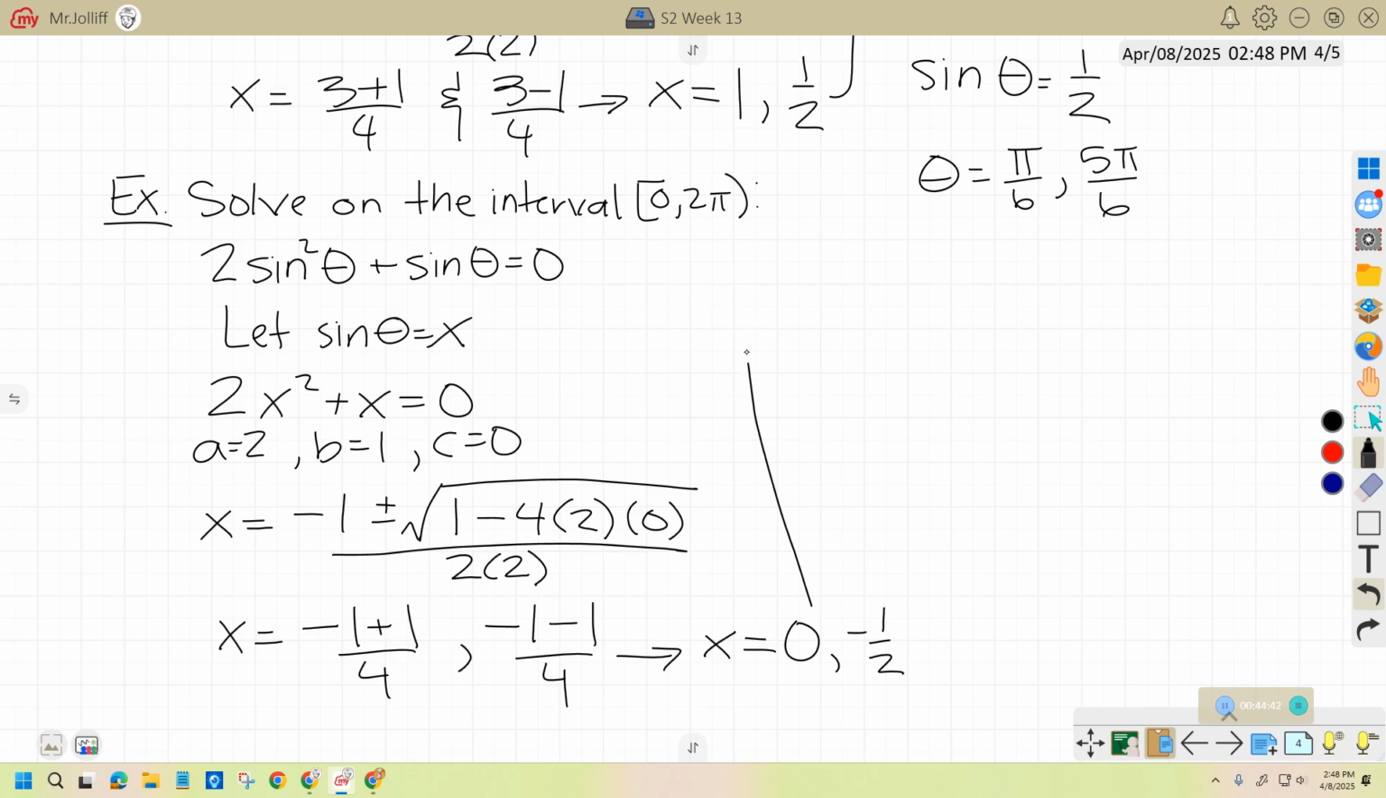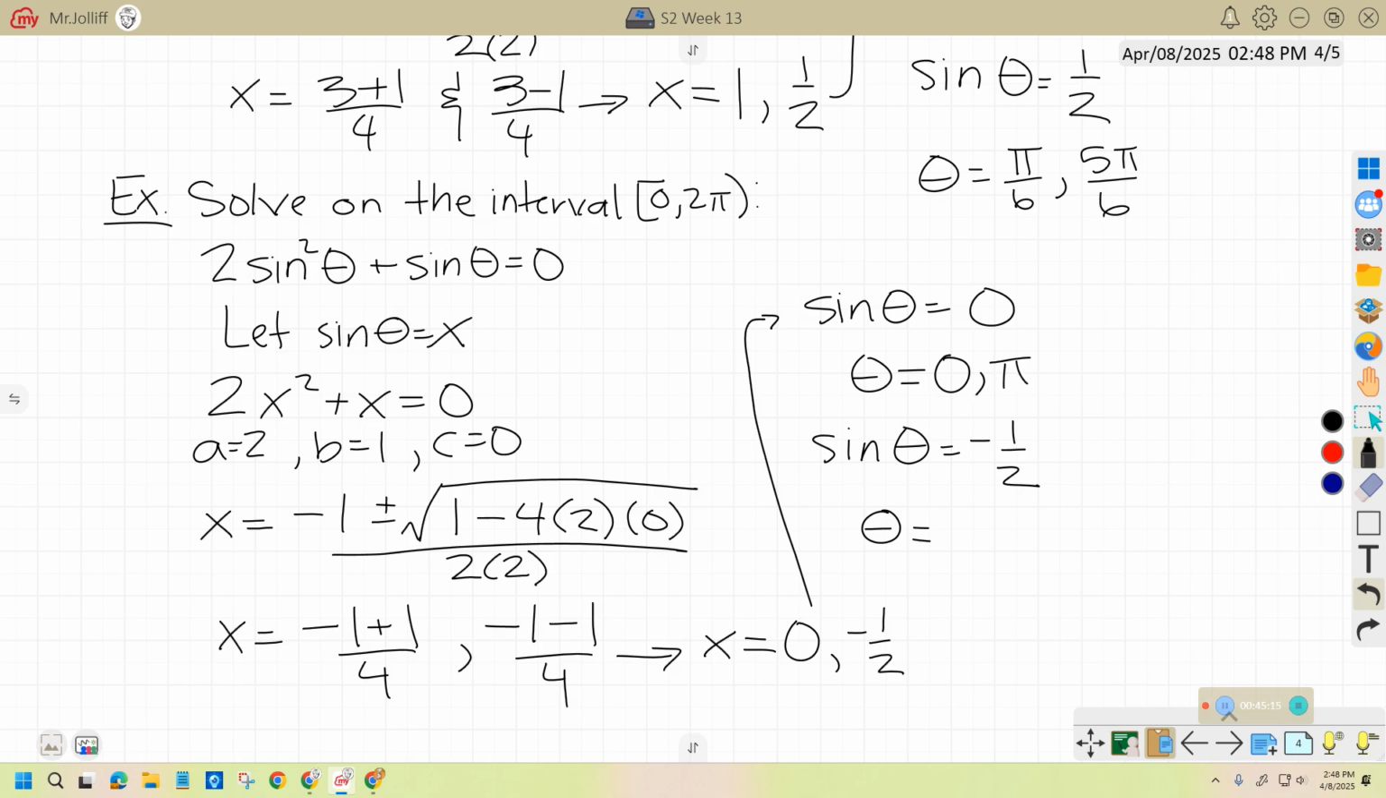And then we come back up here to that variable replacement. So that means sine of theta equals 0, or sine of theta equals negative 1/2. And those are numbers on the unit circle. Where does the y-coordinate equal 0? 2 pi also, we'll start with 0. Smallest value first. Where else? Pi. Yeah. And then 2 pi, and then 3 pi, and then 4 pi, because it keeps going around in a circle. Good.